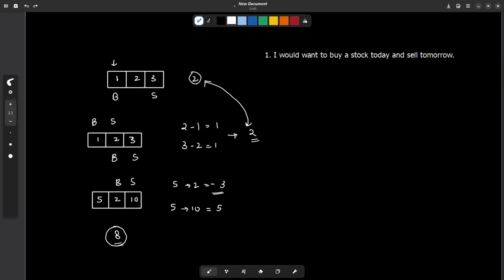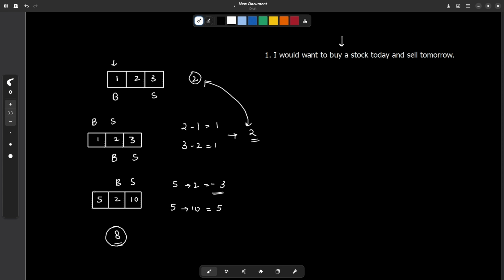So the first way of looking at this situation is, I wanted to solve the problem with this particular general formula, that I would buy a stock today and then sell it tomorrow. So if you try to do it with 5, then obviously you would be at a loss. So you would never want to do this, right? So you would never want to buy 5.